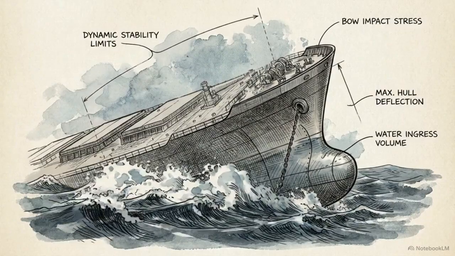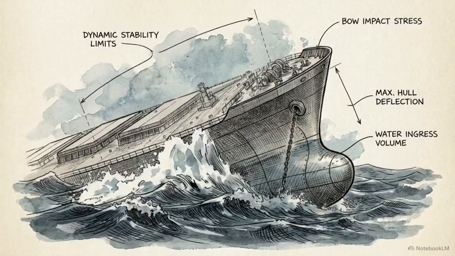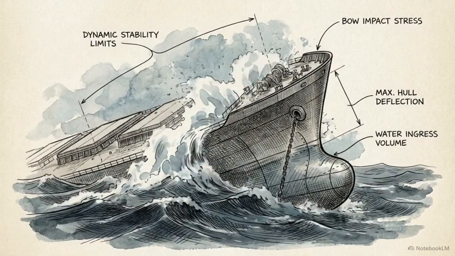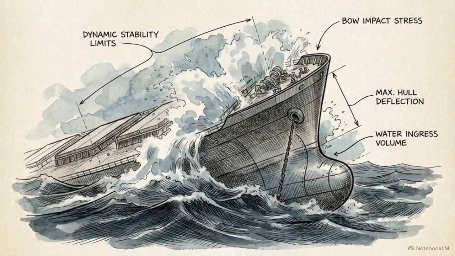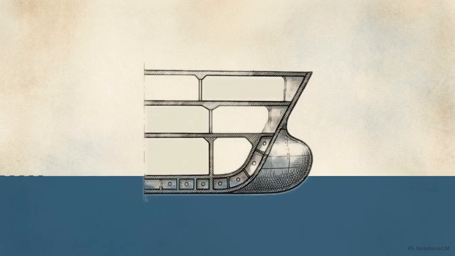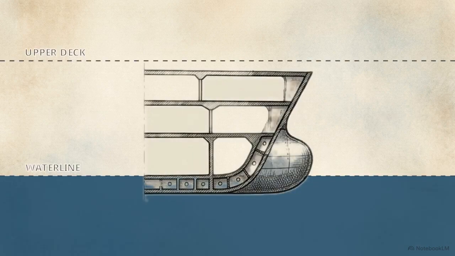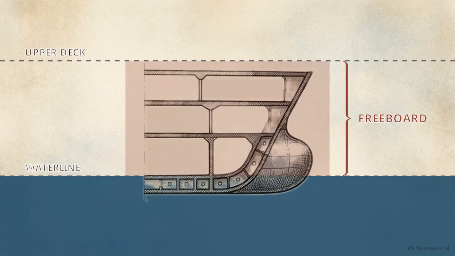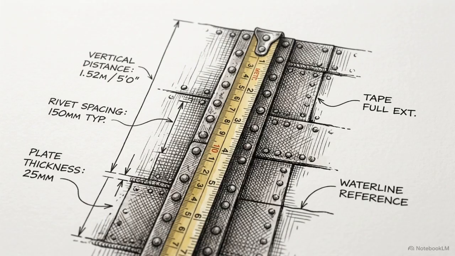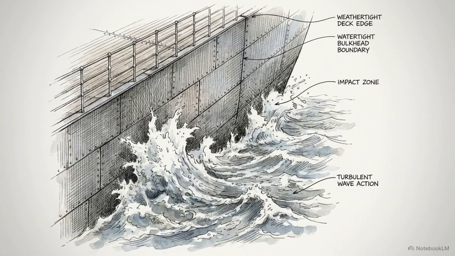Overloading subjects the hull to massive structural stress when plunging into rough seas, and it entirely destroys the vessel's natural stability. This diagram illustrates the primary concept known as a freeboard. The freeboard is the precise vertical distance from the waterline up to the ship's upper deck. The main objective of the convention is to maintain this specific space. Keeping the freeboard intact guarantees the ship's external weathertight and watertight integrity, keeping the ocean out of the hull.